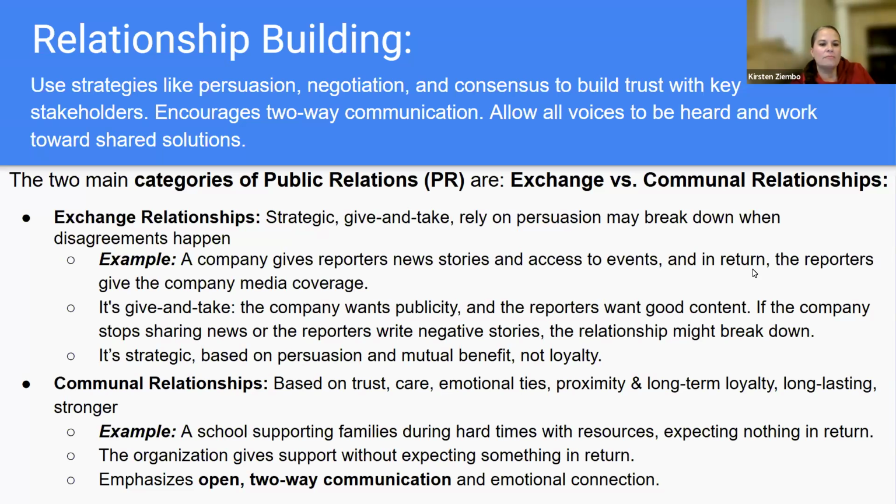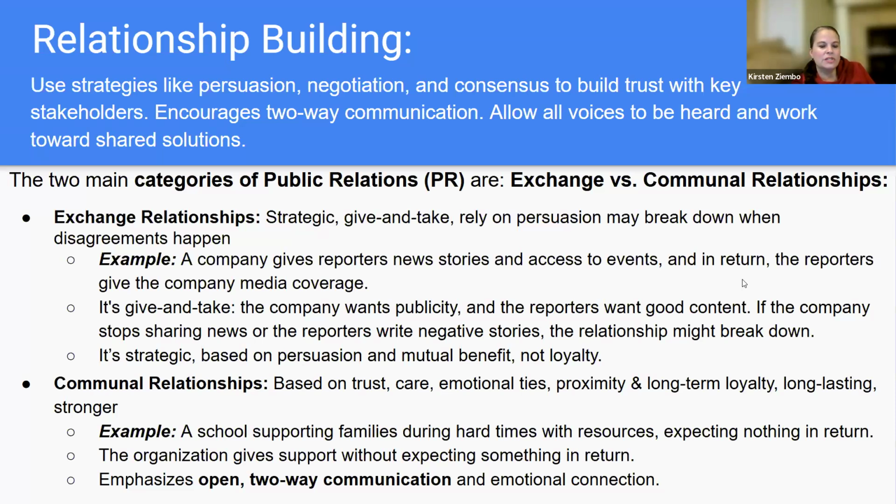Two main categories of public relations are exchange versus communal relationships. Exchange relationships are strategic, they're give and take, rely on persuasion, and may break down when disagreements happen. An example would be a company gives reporters news stories and access to events, and in return, the reporters give the company media coverage. It's a give and take. The company wants publicity and the reporters want good content. If the company stops sharing news or the reporter writes negative stories, the relationship might break down. It's strategic, based on persuasion, mutual benefit, not loyalty.